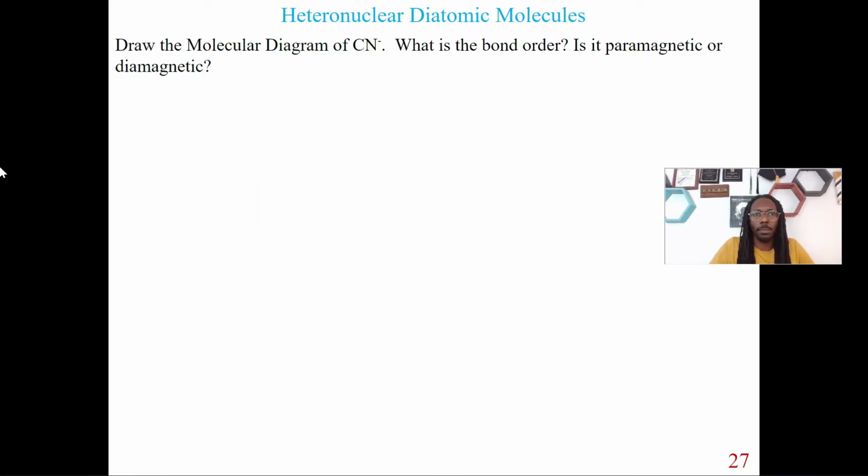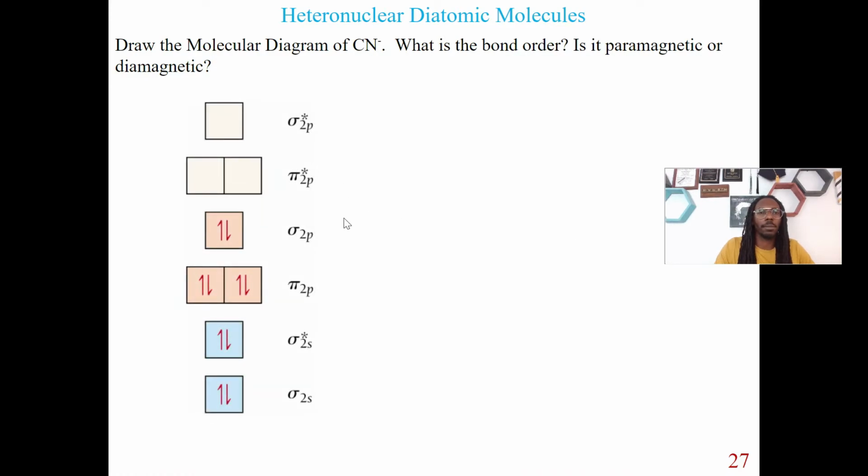Let's do an example together. Let's draw the molecular diagram of the CN anion. I'm going to ask you what the bond order is, and once we find the bond order, whether it's going to be paramagnetic or diamagnetic. Of course, feel free to pause me. If not, let's just get to it.